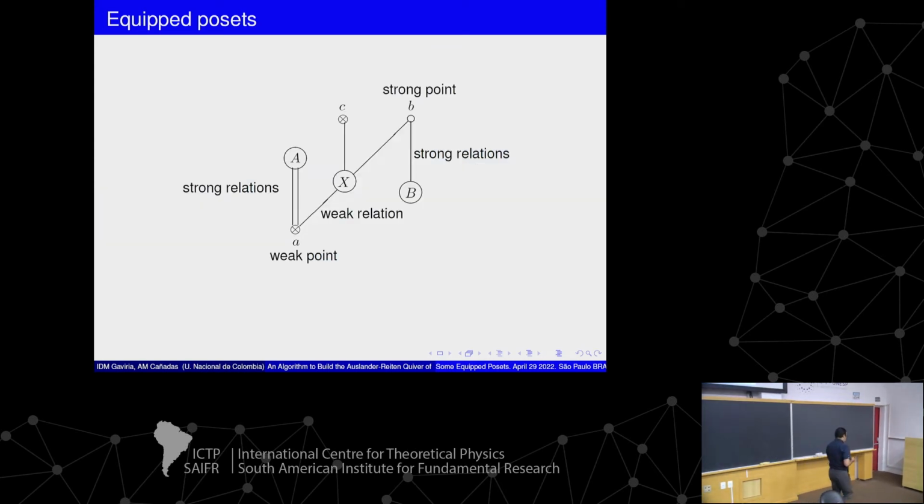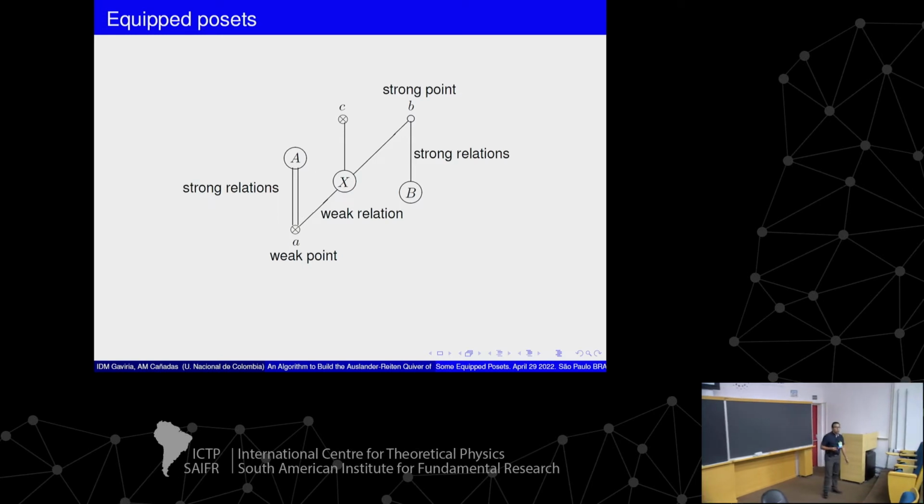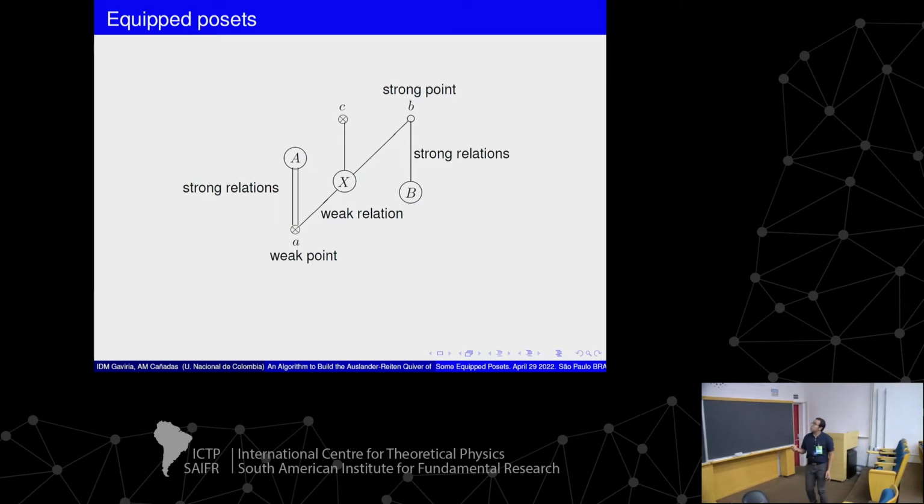Also, we can associate a diagram to one equiposet. Here, this point denotes the strong point. This point with a tensor denotes the weak point. These two relations are strong relations because they are related with this strong point. Here is a subset of the poset. Here, all points are weak. This point is weak. Then this relation is weak. But here, as we have a double line, this double line means that we have one strong relation between this weak point and all points here.